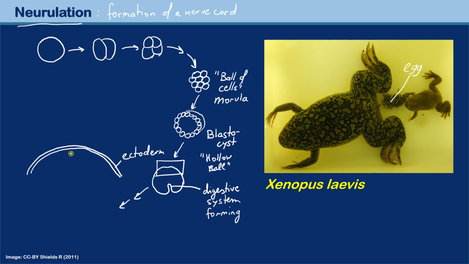It will start to fold inwards. I'm going to draw it a little bit smaller so that you actually see what's happening. It's starting to fold inwards like this, and it's going to fold inwards even further until we really have a groove, and this is called a neural groove.